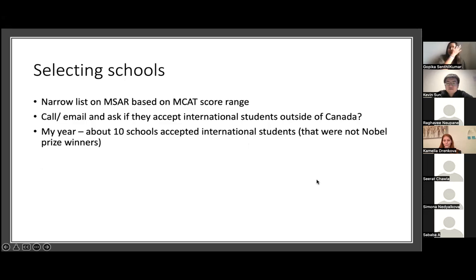So the other part I wanted to touch base on, and questions that I get a lot from my mentees on F1 Doctors, is how I selected schools. The first thing that I personally did was go on MSAR and narrow down schools based on the MCAT score. I'm going to show you my scores later anyway, so I don't mind sharing, but I got a 518 on the MCAT. So instead of just looking at 518, I'm going to look at an average range of 516 to 520.